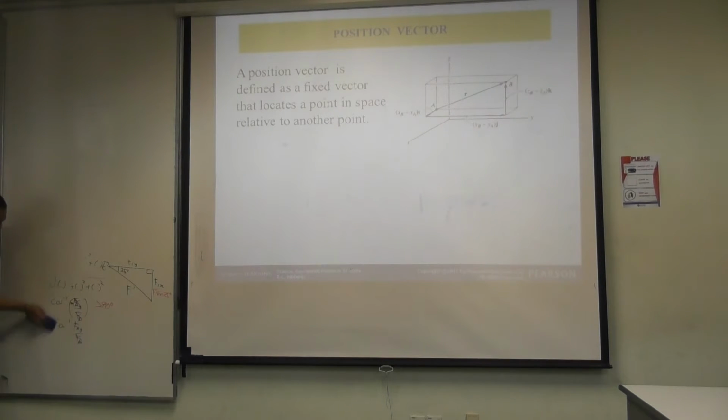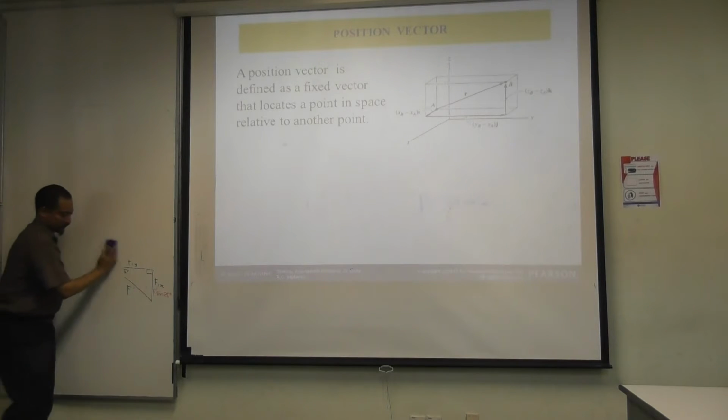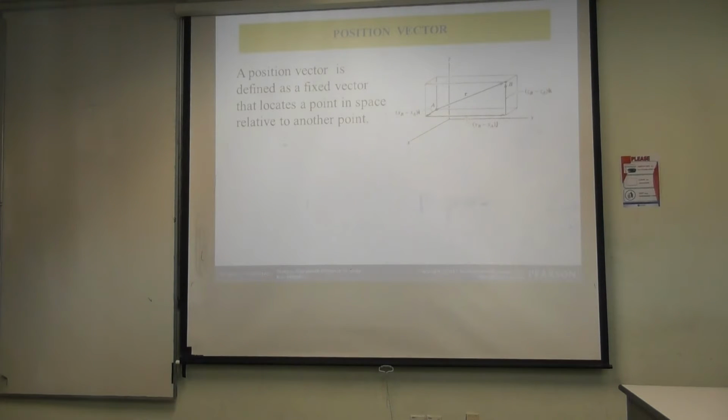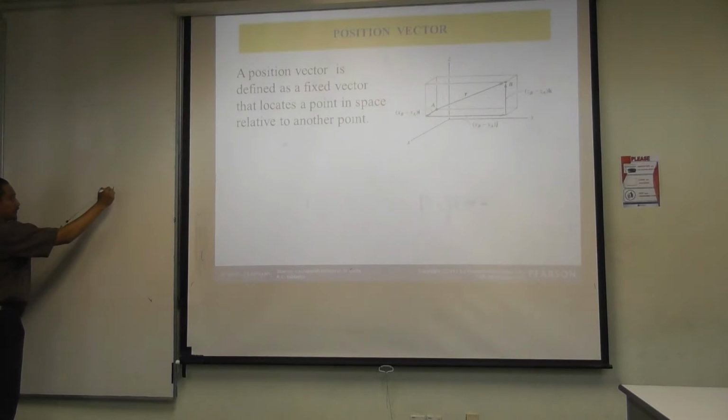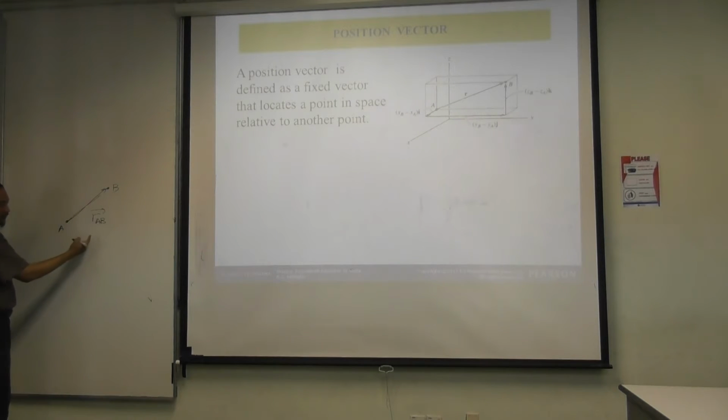So position vector, as the name says, is actually a vector, of course, but it relates to points. If I have point A here and point B here, and the vector is from A to B, I can express the position vector from A to B. We write it as R. If I go from B to A, it will be RBA. So RAB is from A to B, RBA from B to A. It will be the opposite direction, so different vectors.